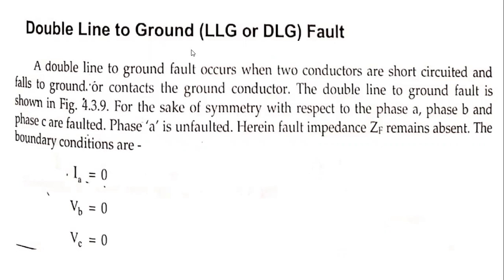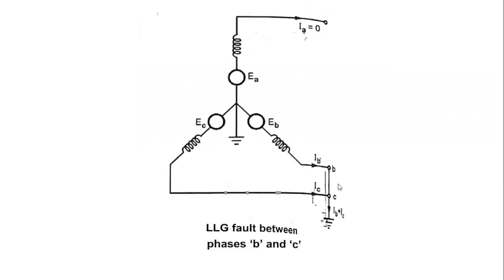Okay, double line to ground faults occur when the two conductors are short circuited and make contact with the ground conductor. Understand? Therefore, a double line to ground fault is shown in the figure. Okay, this is the double line to ground fault.